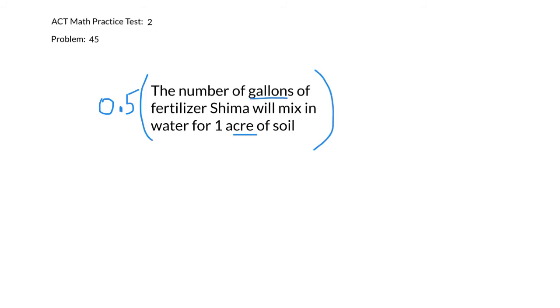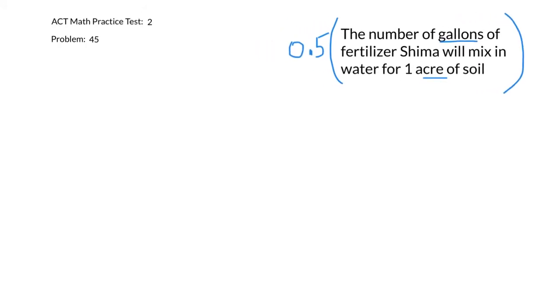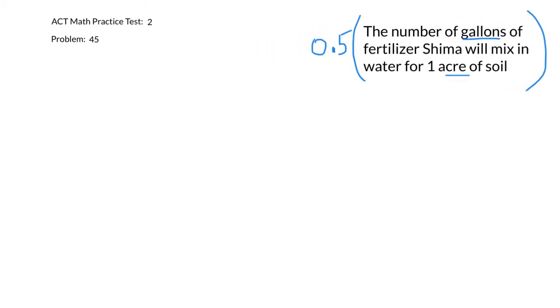So in a way, this is the answer. But we need to find out the number of gallons of fertilizer Shima will mix in water for 1 acre of soil. And how will we do that? I'm going to set that aside. We're going to do that by doing a unit conversion. Now, a unit conversion often involves just drawing a nice little table and filling in the information that they gave you. And it's going to be a multiplication process and a cancellation process.